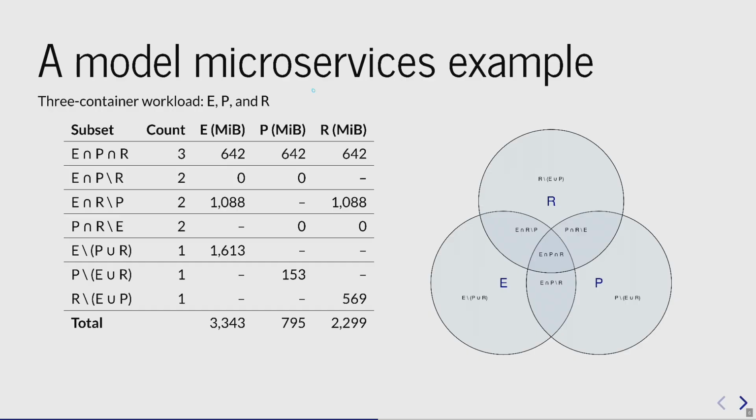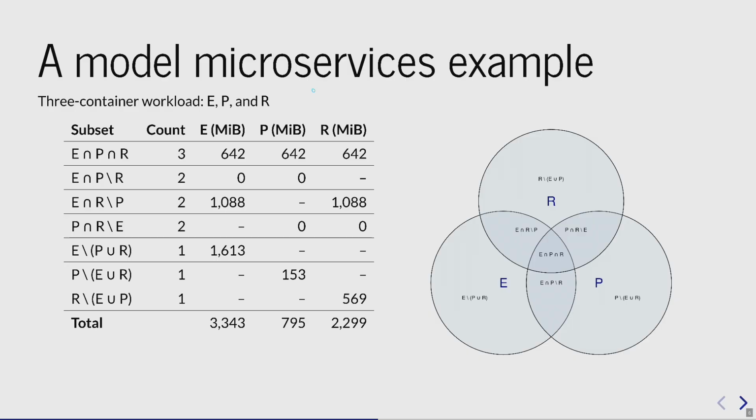And then outside of that, you have for example, E intersection R, set difference P, that's what the backslash means. So this is all of the Nix store paths inside of images E and R, but without the paths inside of image P. And you've got the same idea happening with the other paths here. And then the stuff out here is all of the Nix store paths that are unique to that particular image.